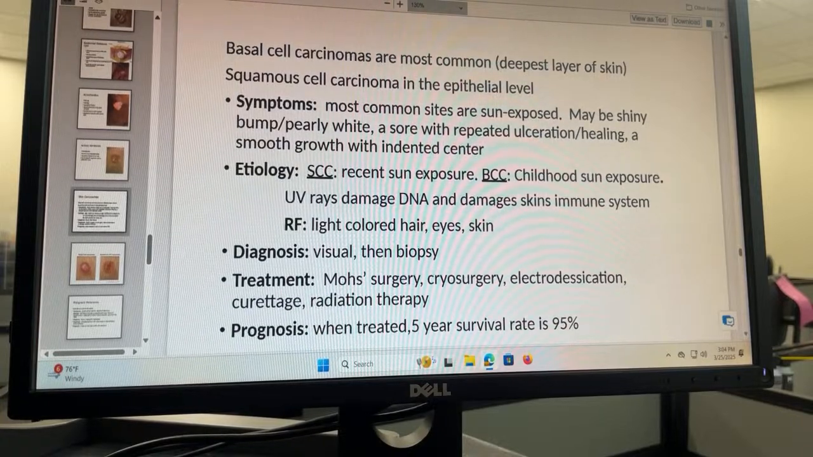Symptoms, these tend to show up on sites that are sun exposed, so excessive sunbathing or tanning beds or just frequent sunburns as a child. They can show up in many different ways. They can be a shiny bump, something pearly white, or a sore that keeps getting ulcerations over and over again, like a cycle of ulcering and healing. It could be a smooth growth with an indented center. This is why it's important to get checked by a dermatologist, because they are trained to be able to identify these cancers that other people might not be able to.